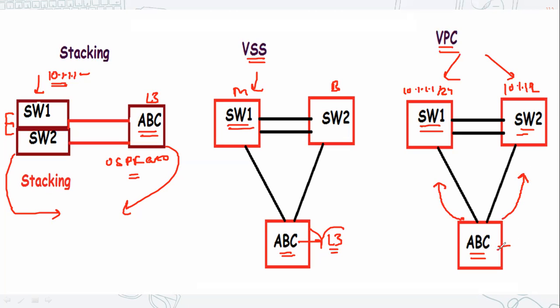So if you do a show IP OSPF neighbor here on ABC, then you will see two OSPF neighbors. So that is why you can see that in VPC we are using a separate control plane for both the peer devices. That is why if there is any problem in the control plane of one device, it is not going to be populated to the second device. So that is the benefit of the virtual port channel.